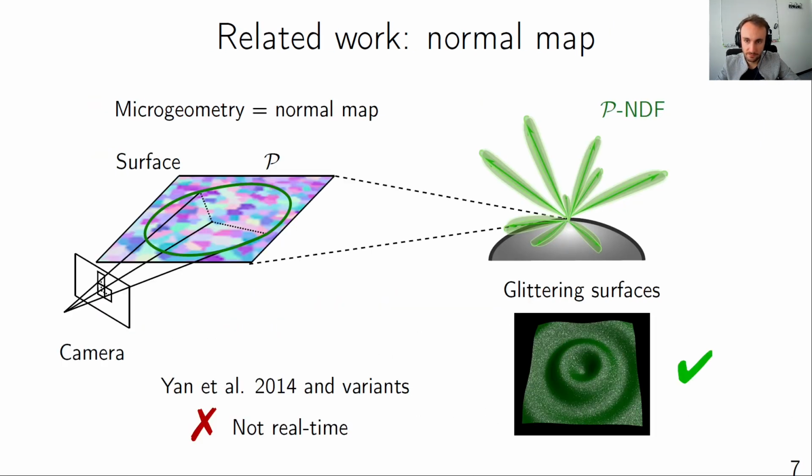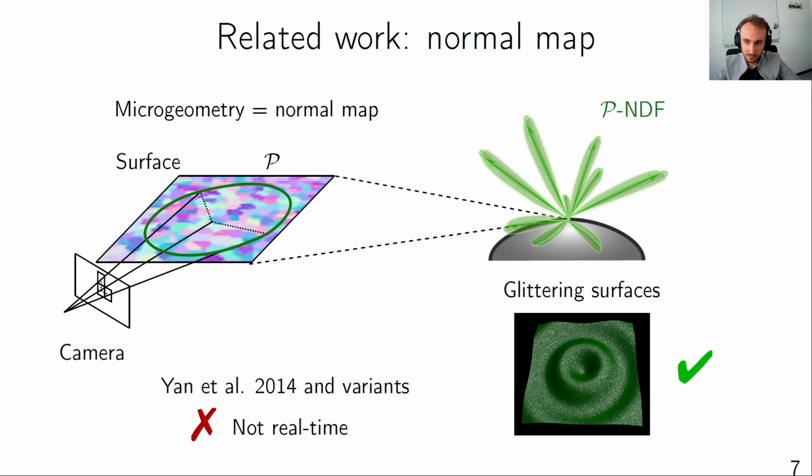Glittering materials have NDFs that have hundreds of lobes, and these NDFs must spatially vary. An excellent way to get both properties is to use a normal map that represents the microgeometry. In this case, we need to compute the NDF in the pixel footprint P, which we call the P-NDF. This P-NDF is multi-level, high-frequency, and spatially varying.